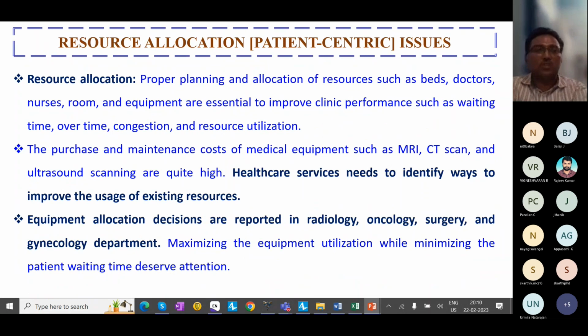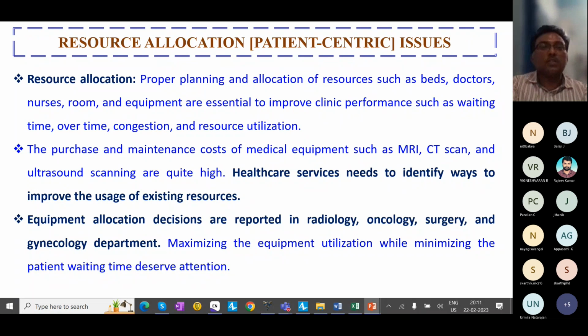So apart from patient flow, the third issue connected with patient supply chain or patient logistics or patient-centric issues is resource allocation. Resources here include both staff as well as equipment. Staff include nurses and doctors, and equipment can be anything. It can be MRI, ultrasound scanning, or CT scanning, whatever. The purchase and maintenance cost of medical equipment is high, so they cannot keep these resources idle, right? And they have to see how to utilize these resources effectively.